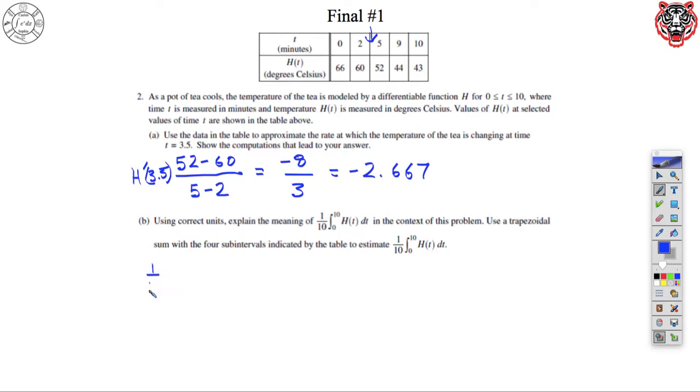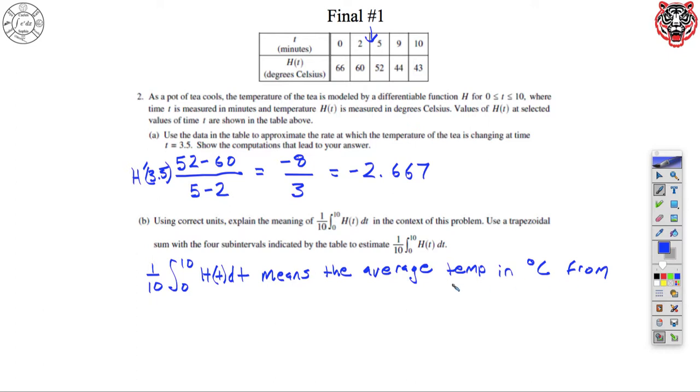So we'll say that 1/10 of the integral between 0 and 10, capital H of t dt, means the average, and it's temperature, so temperature in degrees Celsius from 0 to 10 minutes. And we got the context of the problem, it's just the units that it's asking about. So that's the first part.